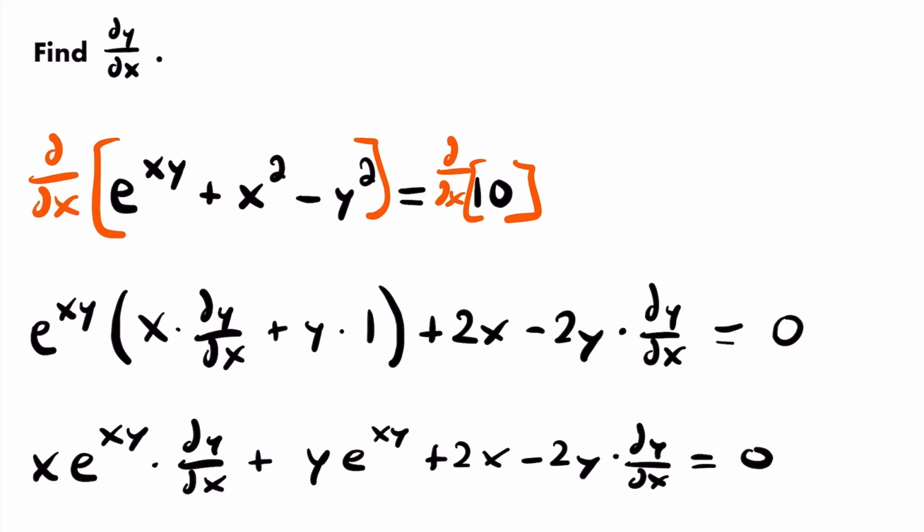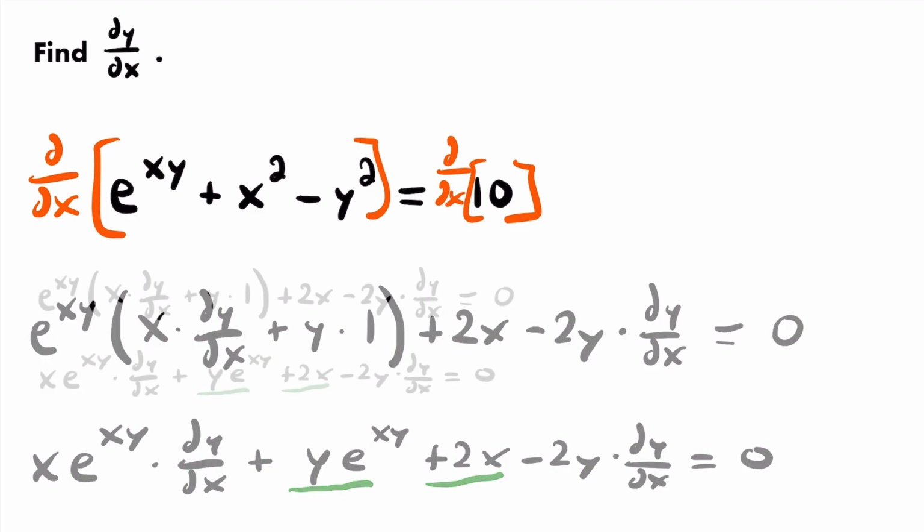So what that means for us is that these two terms right here, y times e to the power of x times y and 2x, we want to move those over to the other side of the equation by subtracting them from both sides, and that will just leave us with these two terms that include dy dx on the other side. And you'll see why that's important pretty soon.